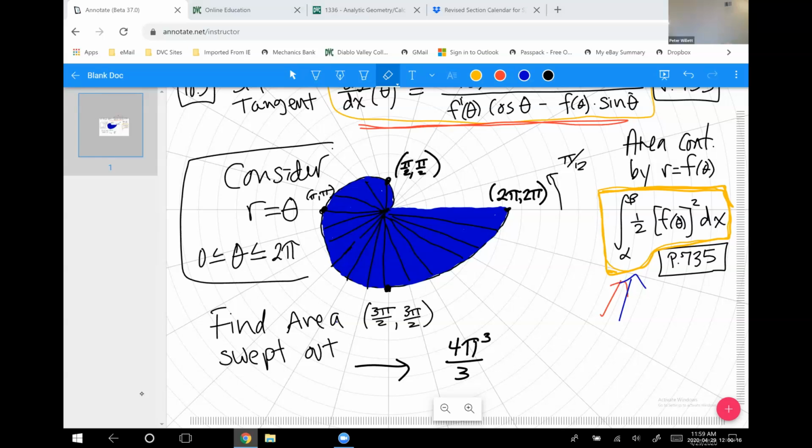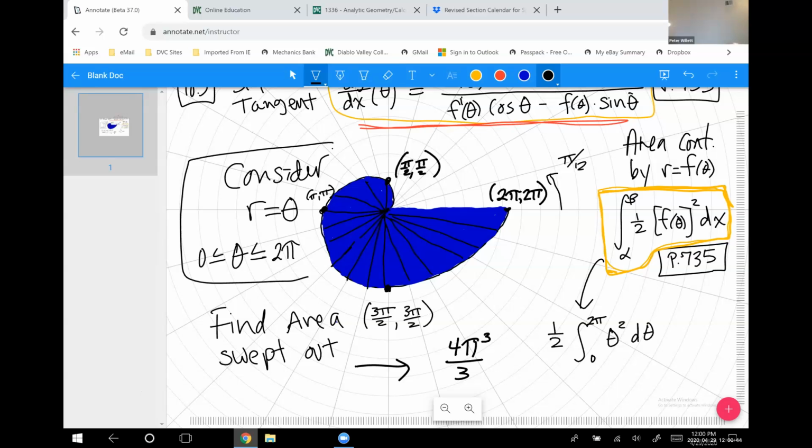Okay, about 5 minutes left. Let me go ahead and see if I set up the integral in a way that makes sense to folks who hadn't quite got there yet, and see if I get the same thing as you guys. The 1/2 is a constant, so we can pull that out front. I would have 1/2 the integral, and alpha to beta is 0 to 2 pi. Then our function is theta, squared, d theta.